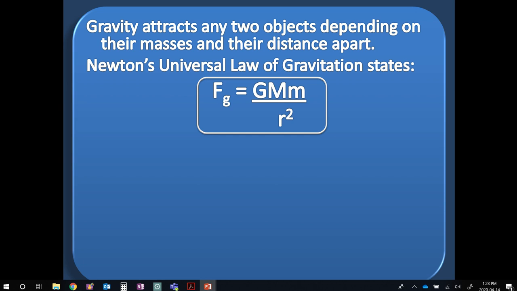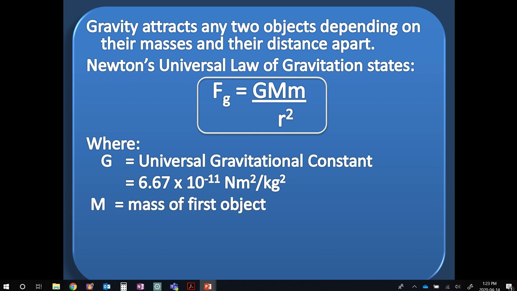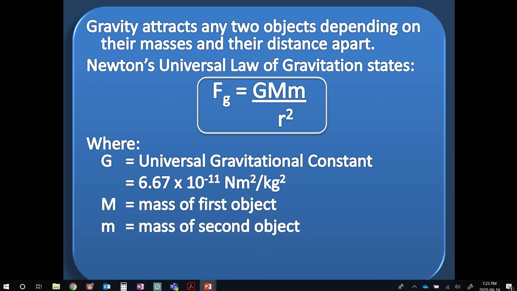So the equation itself is given by the following. We have the force of gravity, Fg, equal to the capital G, which is the universal gravitational constant, times the capital M, which is the mass of the first object, and lowercase m, which is the mass of the second object. So again, the universal gravitational constant has a value of 6.67 times 10 to negative 11 newtons times meters squared divided by kilograms squared. And the two m's are the masses of the objects.